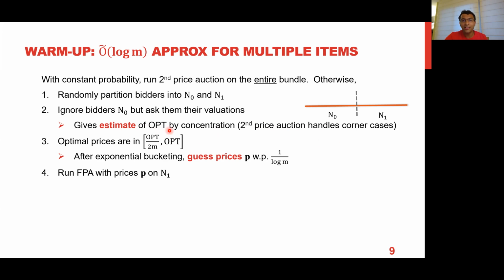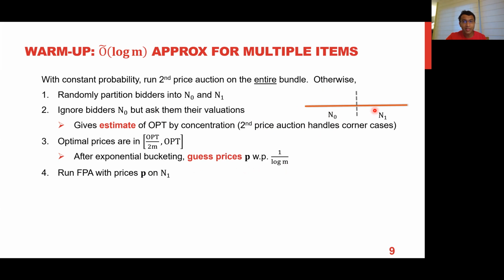So now you know the value of opt, but you still don't know the allocation. However, you can also show that the prices of the items only need to be in a polynomial range, between opt over m and opt, where m is the number of items. So what you can do is exponentially bucket, say in powers of 2, and so there are only log m buckets. Now for each item, separately guess its price. For each item, with 1 over log m probability, you guess nearly its correct price. So what you do is as follows: you first use the bidders in N0 to find an estimate of opt.